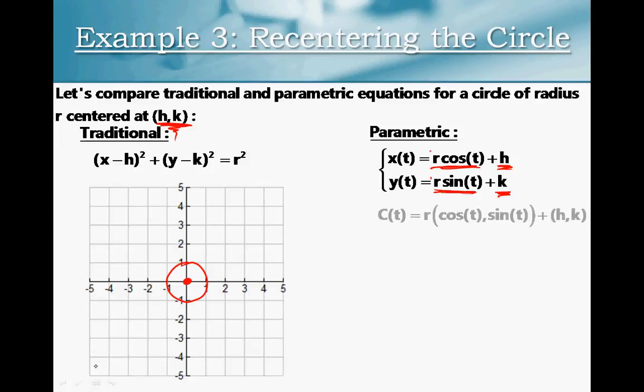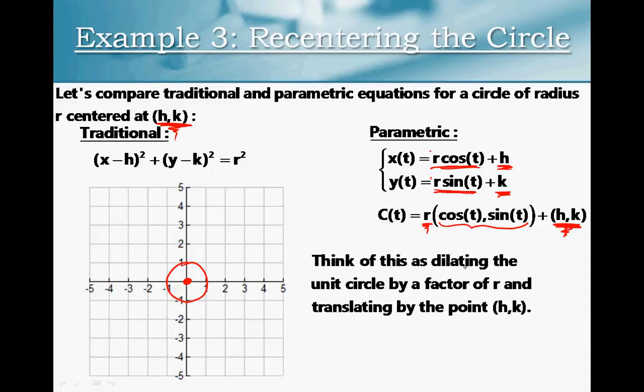Now here's a nicer way to describe this. Here's our original unit circle, cosine comma sine. We're dilating by a factor of r, and then what we're doing is we're taking the center and we're moving it by h comma k. We're translating in the xy plane by h comma k, by an ordered pair, a point in space. I could show you that. So think of this as dilating the unit circle by a factor of r and translating by the point h comma k.